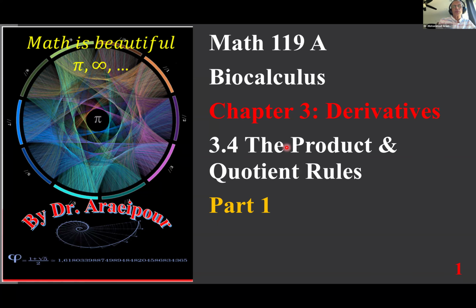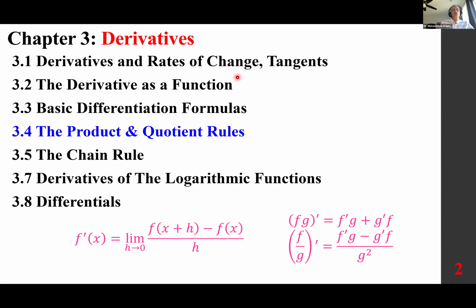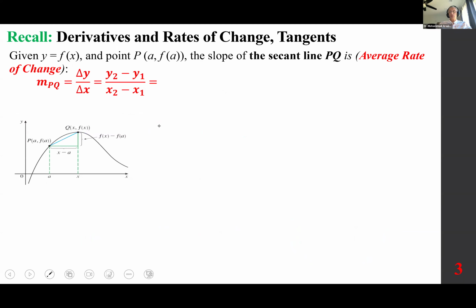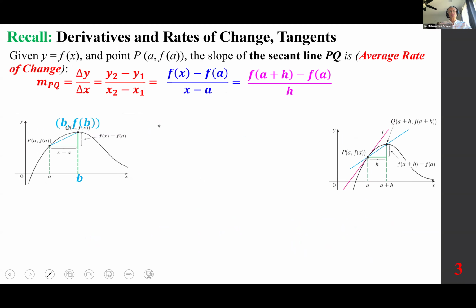Here's chapter 3, derivatives, section 3.4, the product and quotient rules. So we looked at derivative and rates of change, the derivative as a function, basic differentiation formulas, and now the product and quotient rules. Reminding everyone that rise over run. There are various formats of writing rise over run, the average rate of change of y with respect to x.